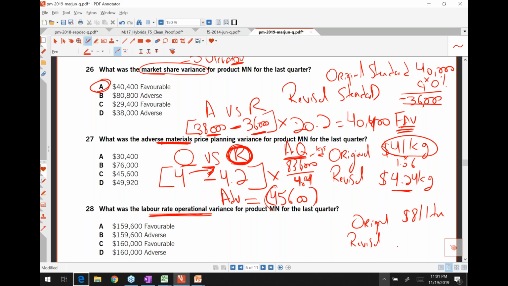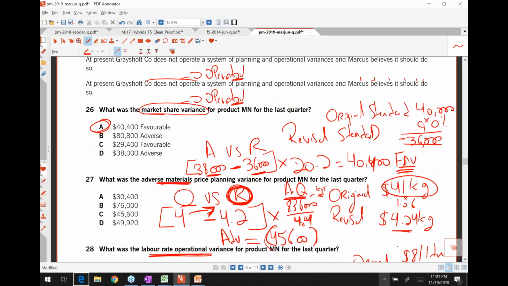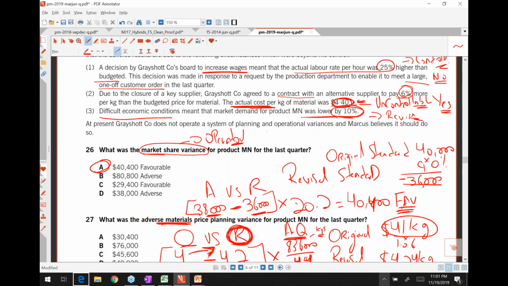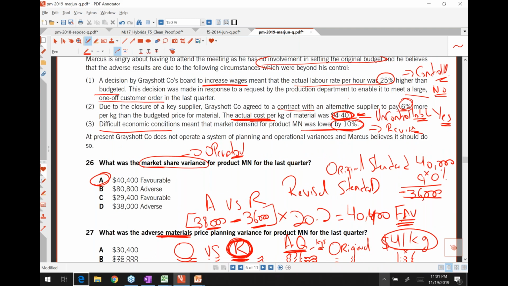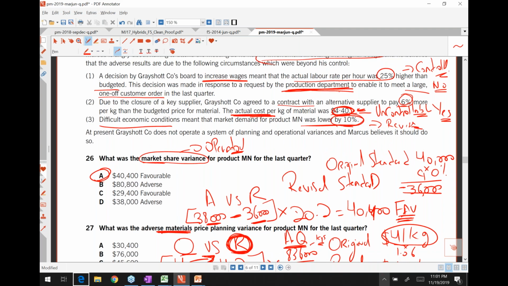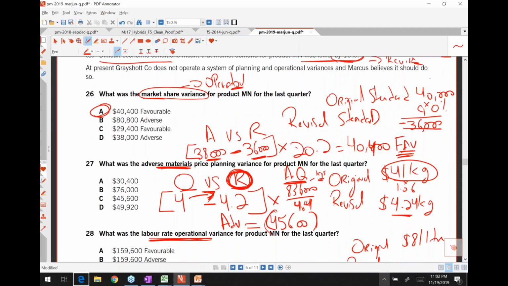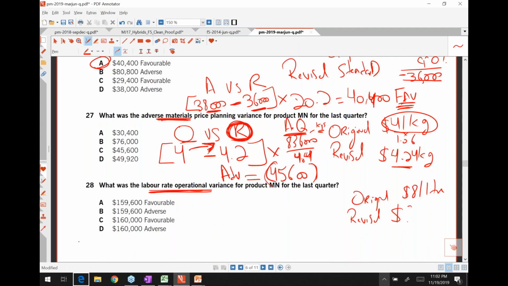Operational rate. Was this in the control of the production manager? Yes, this was under the control of the production manager. And when it was in the control, we will not revise. So this means revise will remain the same at 8 per hour.